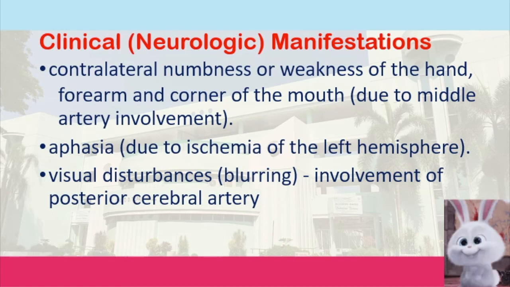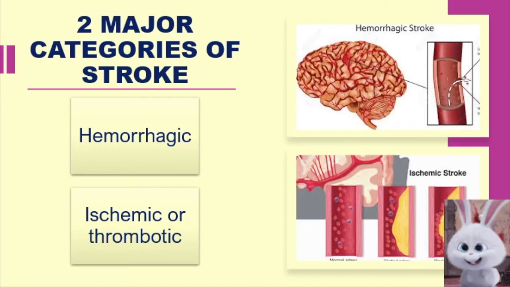Okay, because your posterior cerebral artery will be the one supplying the blood going towards your occipital area. Furthermore, we need to be reminded that there are two major categories of stroke. One is hemorrhagic, and the other one is ischemic. As the term implies, class, hemorrhagic, there is bleeding. For ischemic, class, there is decrease of oxygen.